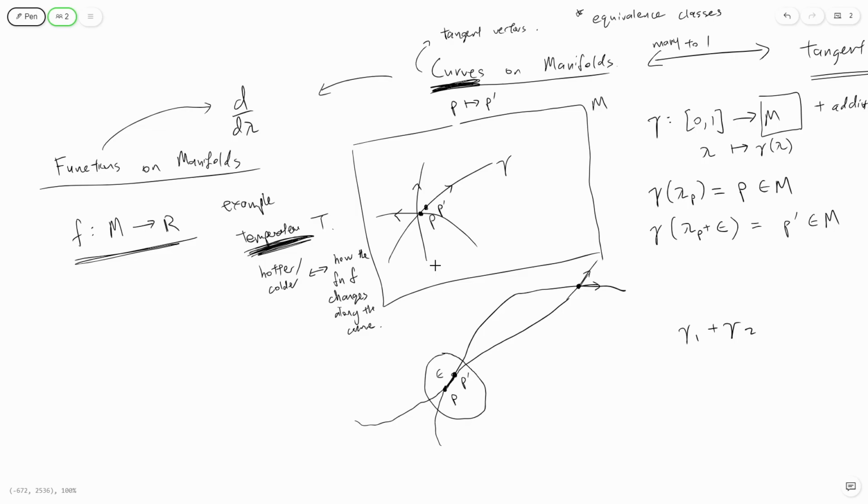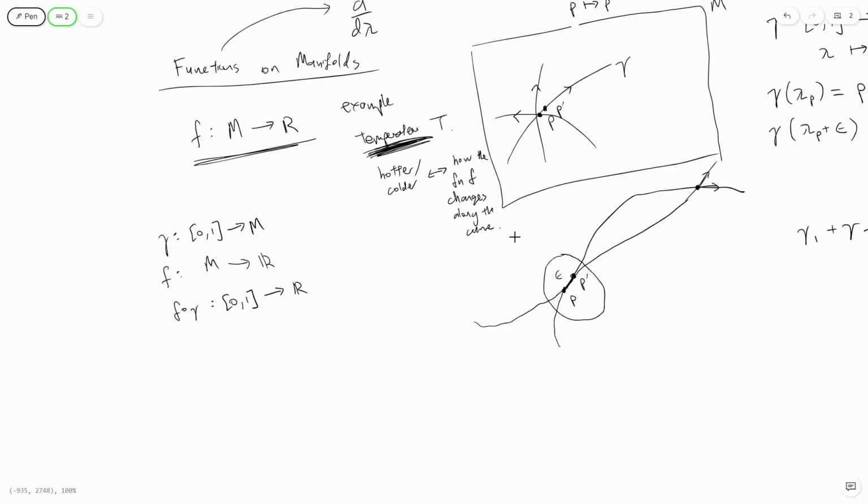So how do functions change along the curve? Because our curve gamma brings us from an interval to the manifold, and because our function f brings us from the manifold to the real numbers, if we compose these two functions together, we can see that f composed with gamma is a function from the interval to the real numbers. Now we should be screaming with joy because on the left hand side is a real number, on the right hand side is a real number. This allows us to take derivatives, so we can rigorously say the derivative of this composite function with respect to the parameter lambda is well defined.